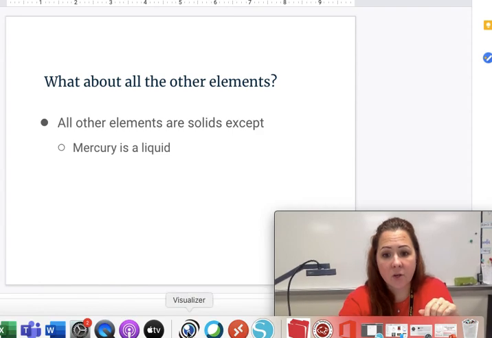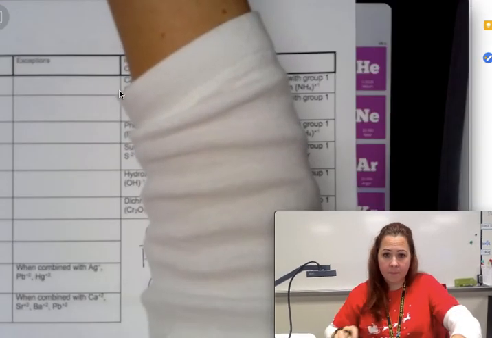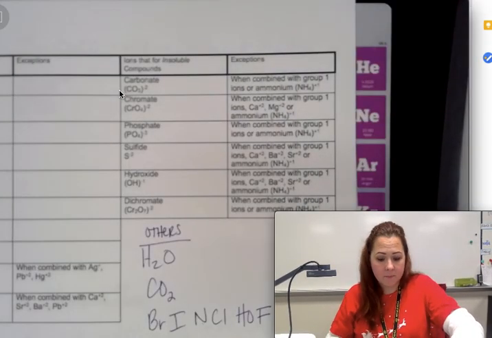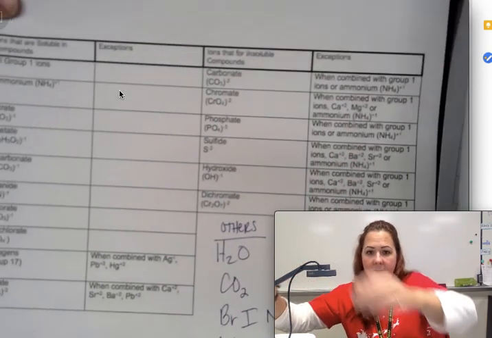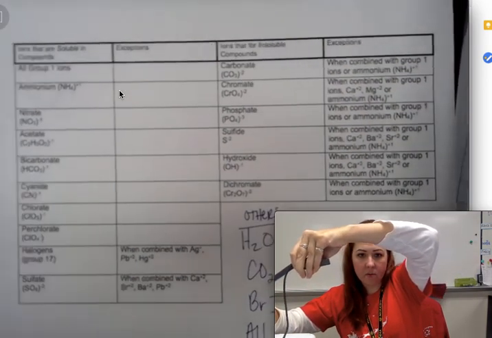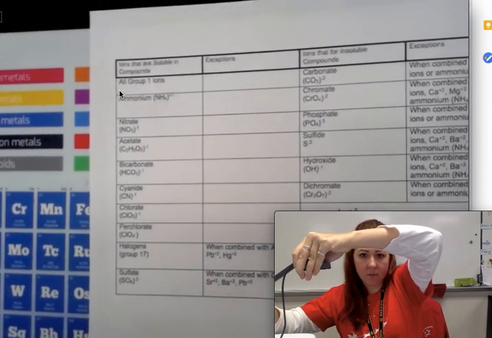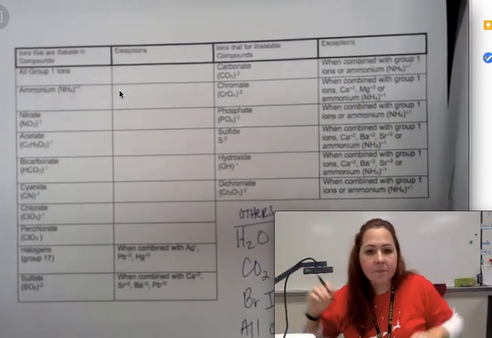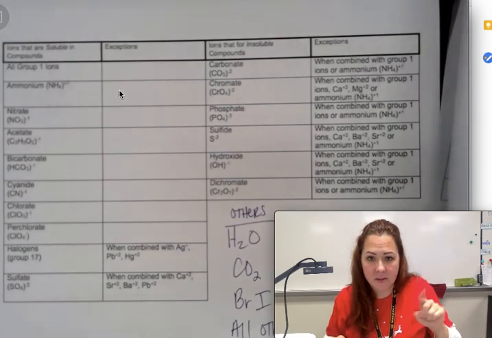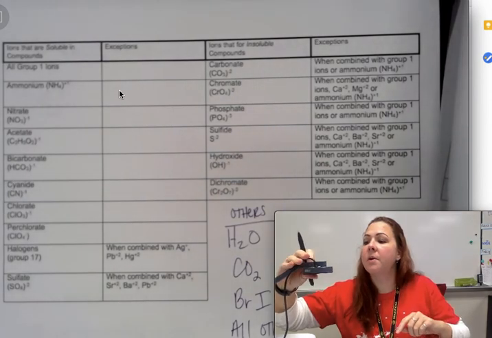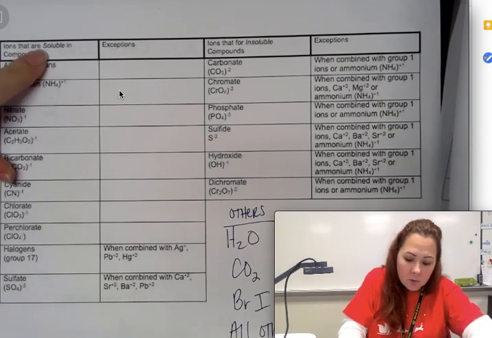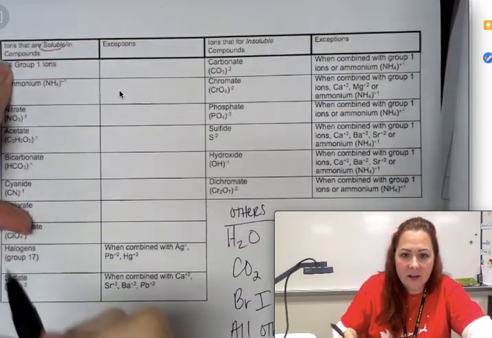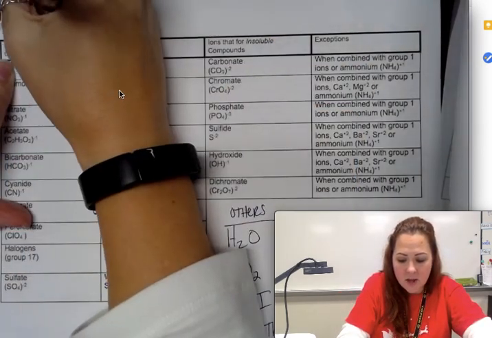So looking at the chart that we have here, I have a copy of it. Let me make this a little bit bigger, I'm sorry. There we go. This is the same thing, except it's on a piece of paper so I can write on it. It says ions that are soluble. So all of these are always going to be soluble, which means that they are always going to be aqueous.